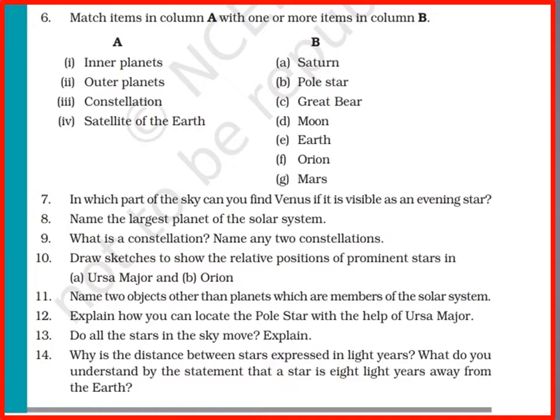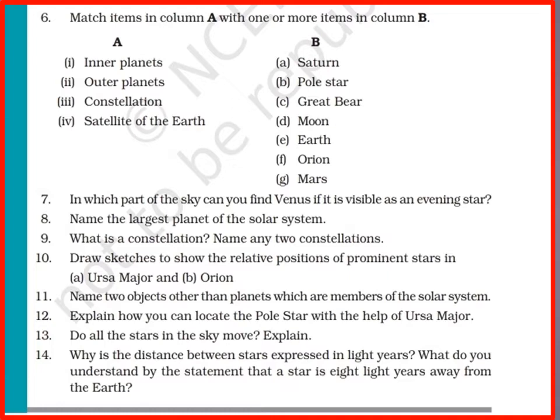Question number 10. Draw the sketches to show the relative positions of prominent stars in Ursa Major and Orion. This question I have already given in your previous module, and the same thing we are going to discuss after this. Question number 11. Name two objects other than planets which are members of the solar system.